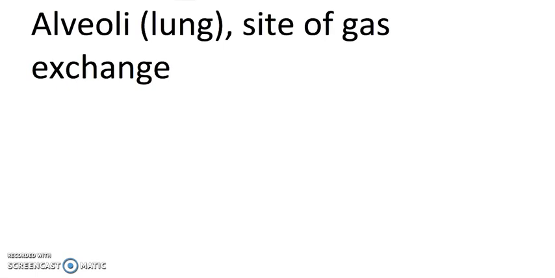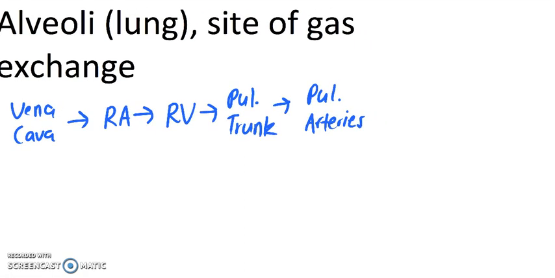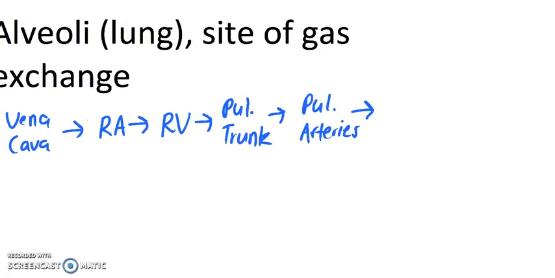Okay, we're going to reach a structure called the alveoli. But first, let's do a quick recap. Our first vessel we talked about was the vena cava. Then we hit the right atrium, so RA. Then we hit the right ventricle. Then we hit the pulmonary trunk. Then we hit the pulmonary arteries. And now we are finally in the lungs.